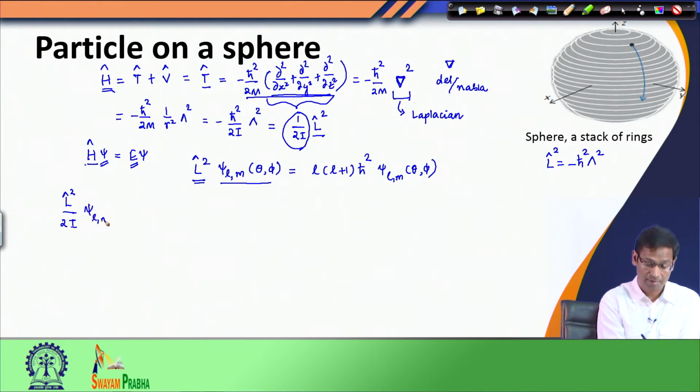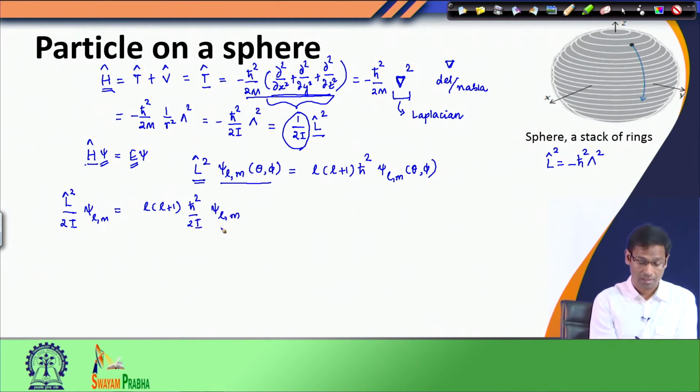So, psi L m are again the eigenfunction of the Hamiltonian operator, because in this case you can see that I can use the eigenfunction of L square operator as the eigenfunction of the Hamiltonian operator. So, when I look at the right hand side, now this is my Hamiltonian H psi equals E psi, where the energy is given here.